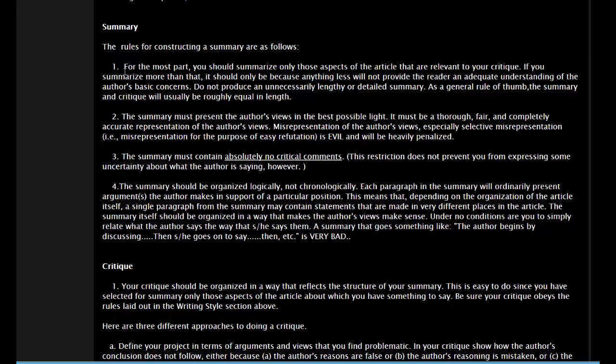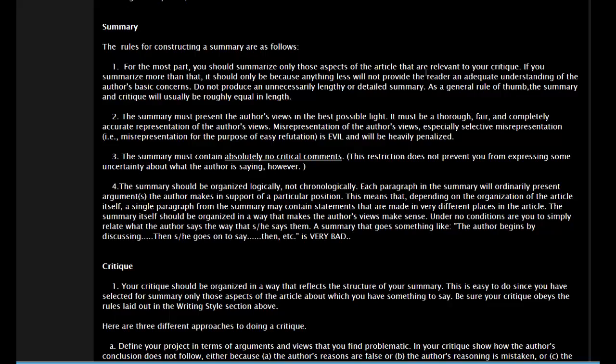Okay, so as far as the summary is concerned, again, a little bit of repetition here. You've heard this before, but it's not going to hurt to hear it again. For the most part, you should summarize only those aspects of the article that are relevant to your critique. So essentially, I don't want to be reading a bunch of things in your summary that never come up again in anything you say in your critique. So that's part of the selectivity of this.